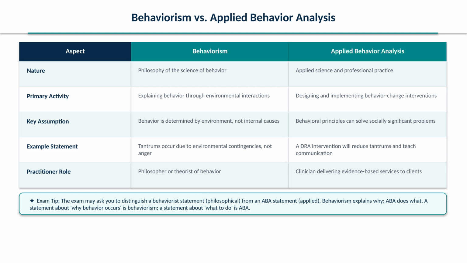For example, a behaviorist might explain that tantrums are maintained by reinforcement in the environment. A BCBA would implement a DRA intervention to reduce tantrums and teach a replacement communication skill. On the exam, you may be tested on this difference, perhaps in questions about the philosophical assumptions of behaviorism versus the dimensions of ABA, especially the applied dimension.